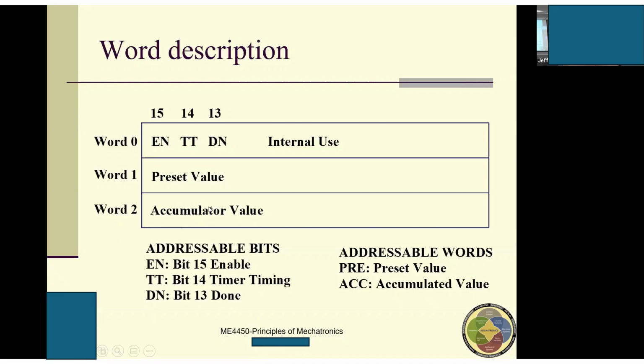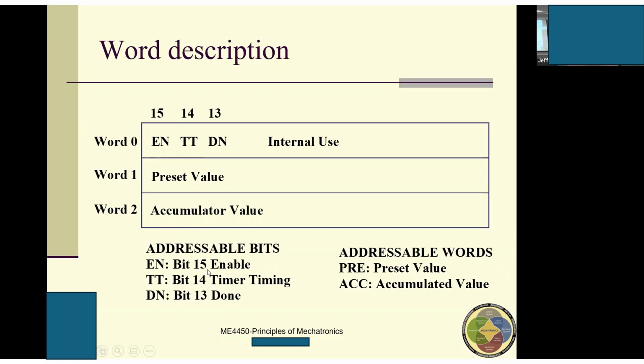Word 2, a cumulative value. This starts from 0 as time goes on, and it accumulates until its value equals your preset value. If this condition is met, the done bit will be set. That means at the very beginning, the done bit is low, off. When the time is out, the done bit will be set high. You can use this done bit to drive something, to trigger some further event.